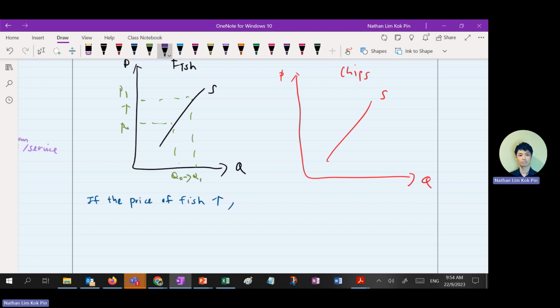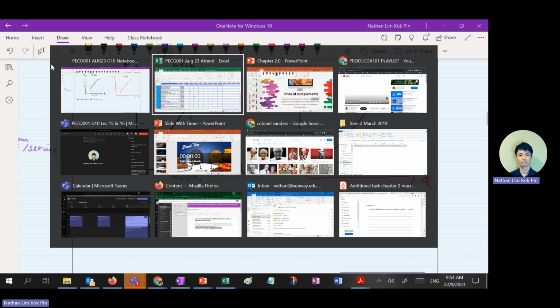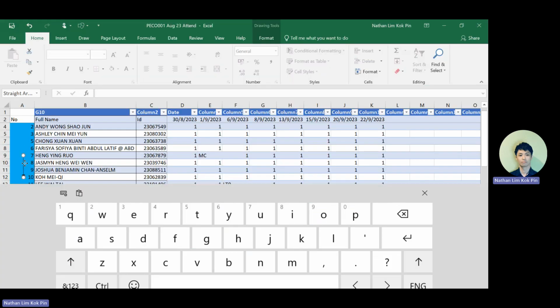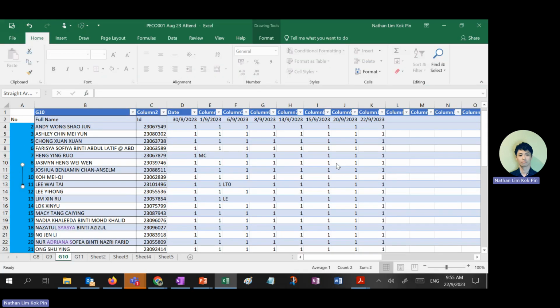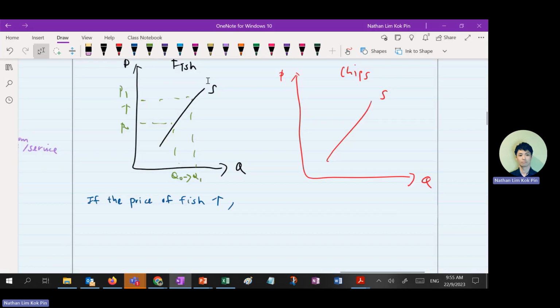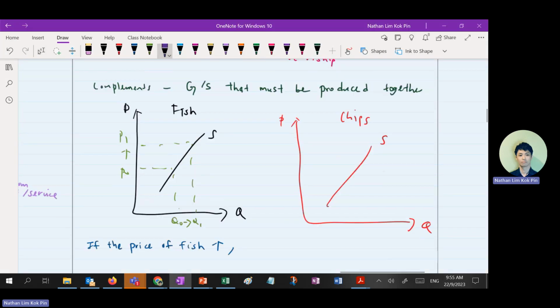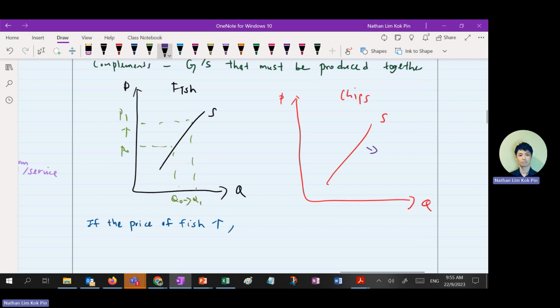This one, what will happen to chips? Supply of chips will increase also. Makes sense? Because I serve them together. If it is more profitable to provide fish, I also need to serve the chips. It is different from cost of production. A lot of them confuse complements with cost of production. Cost of production is another factor, the next factor.